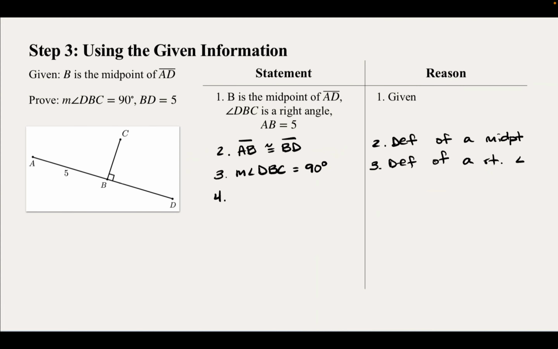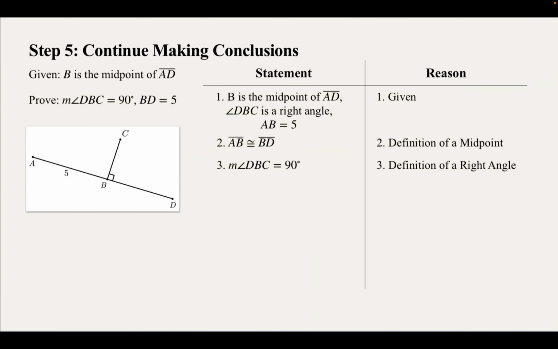My last given was AB equals 5. I can't do anything with that bit of information, so I'm just going to leave it. I'm not going to use it just yet. All right, so what we're going to do now is keep making conclusions.